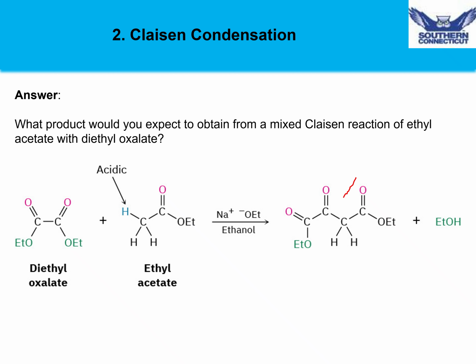So again, the part of the structure that came from ethyl acetate is shown here now highlighted. And then on the left side, we have what remains from diethyl oxalate once the enolate nucleophile adds to it and displaces the ethoxy group.